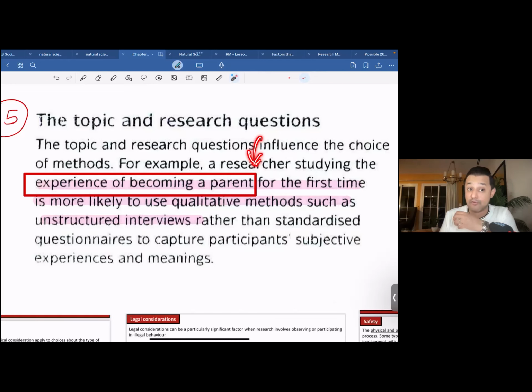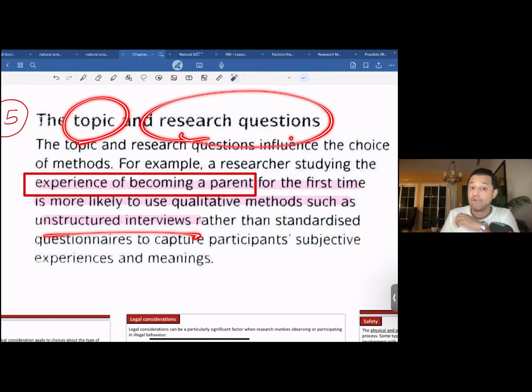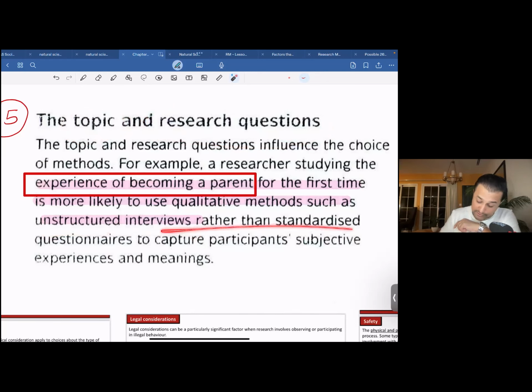The experience of becoming a parent for the first time is more likely to use qualitative methods such as unstructured interviews, right? So the topic you've chosen and the research questions you've had are a factor that affects the choice of method for your research. To capture participants' subjective experiences and meaning, the researcher might want to conduct the research through unstructured interviews and not through standardized questionnaires. Because the data you gain through standardized questionnaires is not detailed data. So if you want rich qualitative data, unstructured interviews are probably a better option for you.